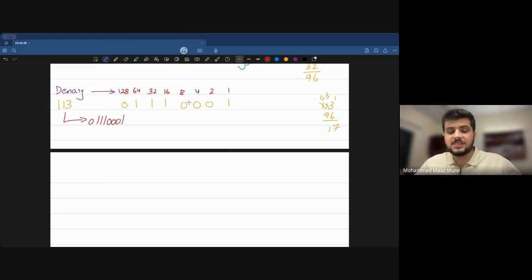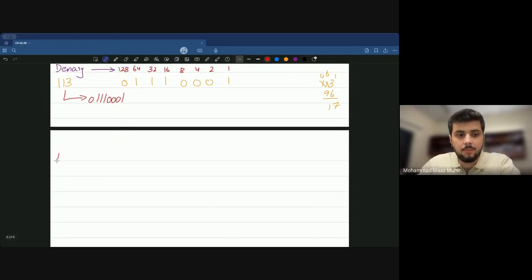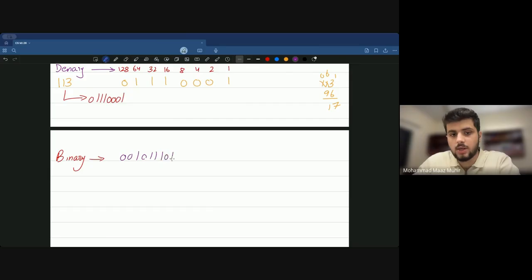Now, if I have a specific binary value given, let's make up something like 0 0 1 0 1 1 1 0 1, with positions numbered 1 to 9. Okay, it's 9 bits, so let's remove this one. And now I have to convert this into denary.